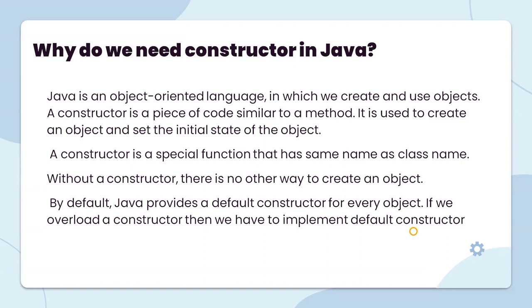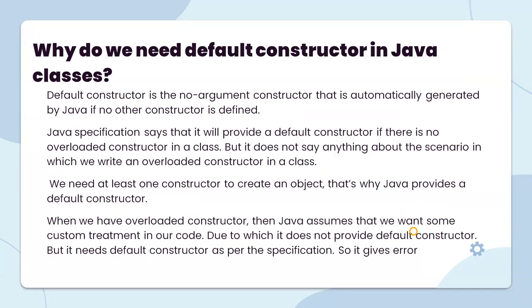By default, Java provides a default constructor for every class. If you overload the constructor, then we have to write multiple constructors ourselves. So this is the basic idea: we need a constructor because we need to create an object. Why? Because this language is object oriented, right?